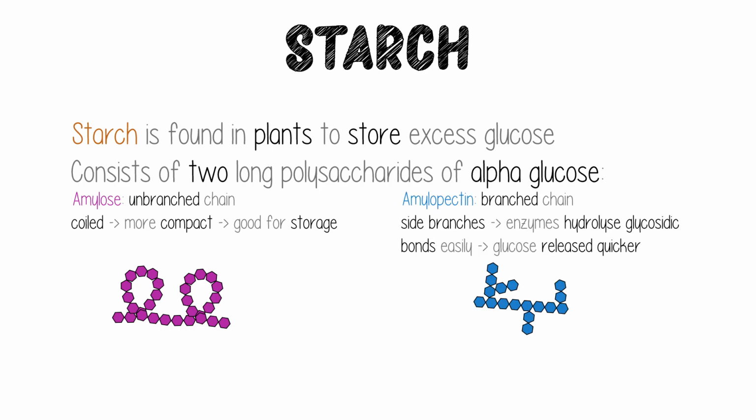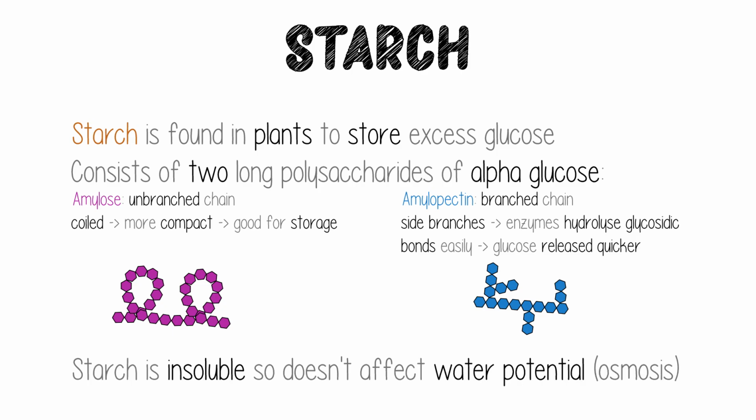Amylopectin, however, is a branched chain, which consists of side branches. These side branches break off quicker, because it allows enzymes to hydrolyze the glycosidic bonds easily. This releases glucose much quicker. Starch is insoluble, so it doesn't affect water potential through osmosis in cells. This makes it also good for storage.